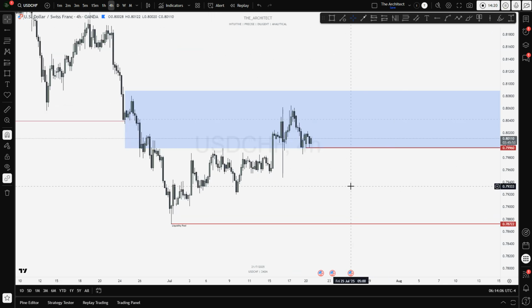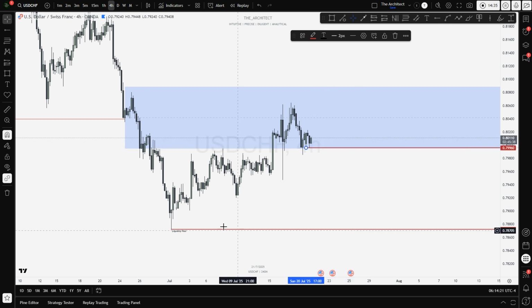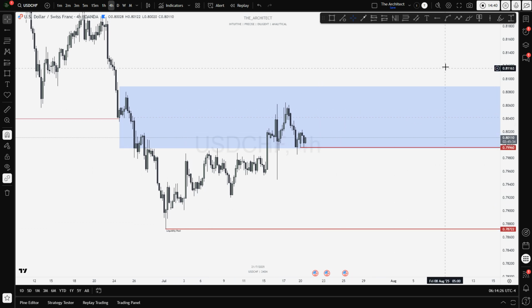Cool. Looking at the H4, we can see at the moment we do not have a market structure shift towards the downside. Currently, I have this line on that low. If price action looks to break that low, that would be a market structure shift. Then we can look for potential selling opportunities towards the downside so as to target this liquidity pool. All right. So just keep your eye on that.